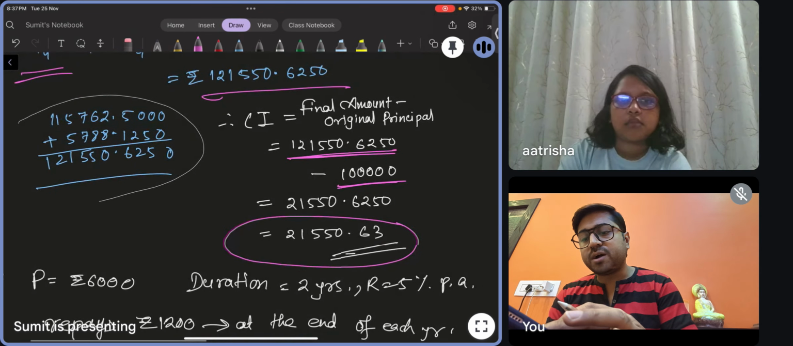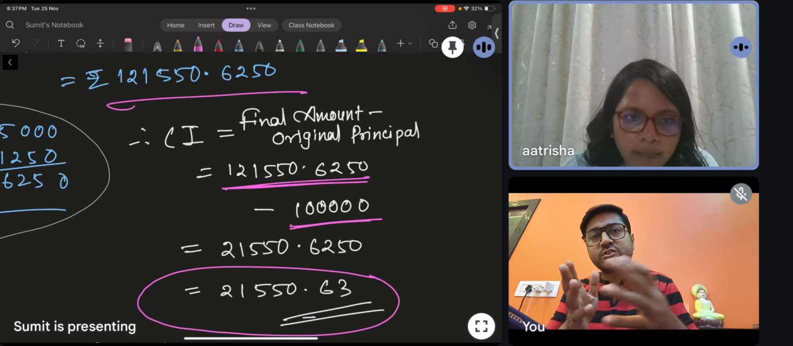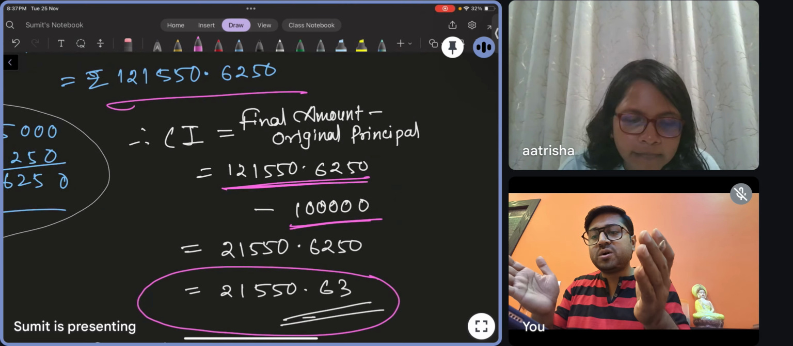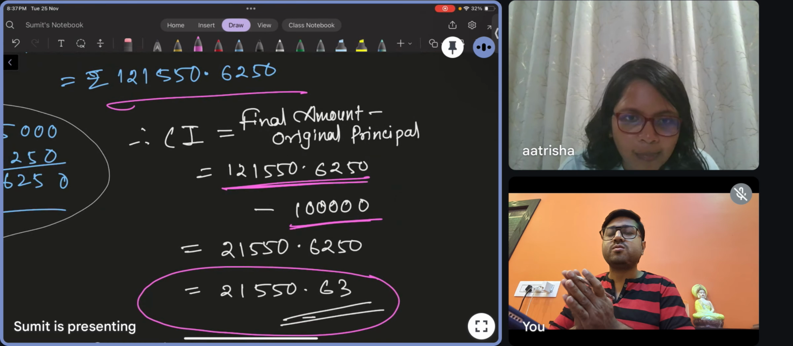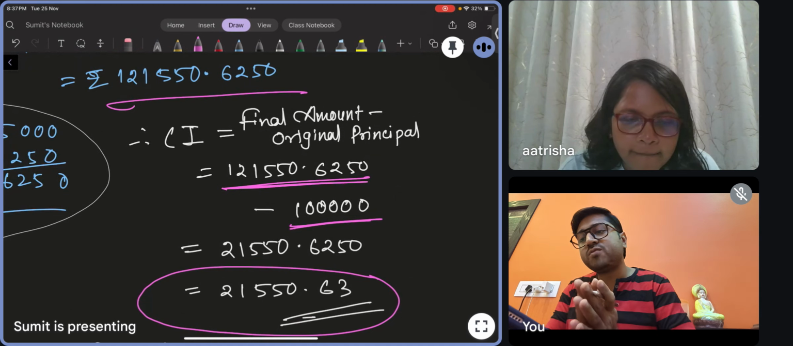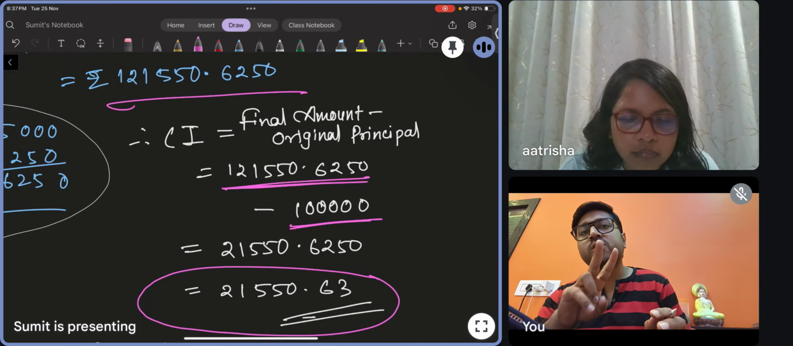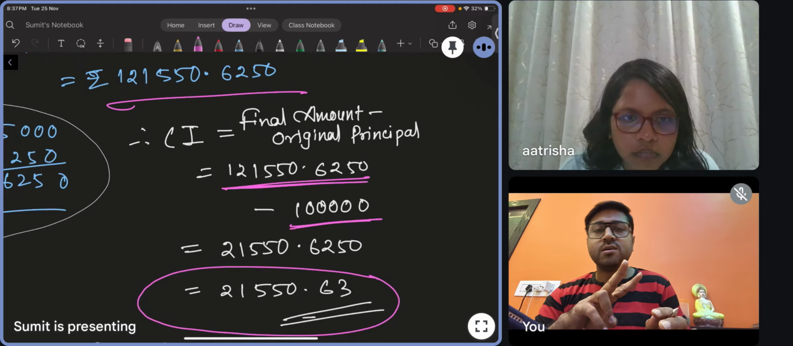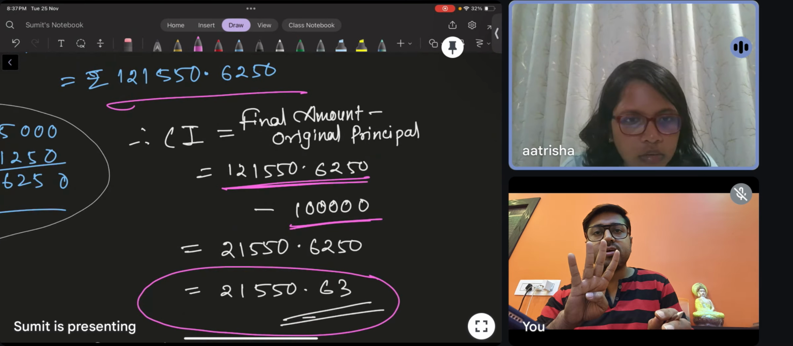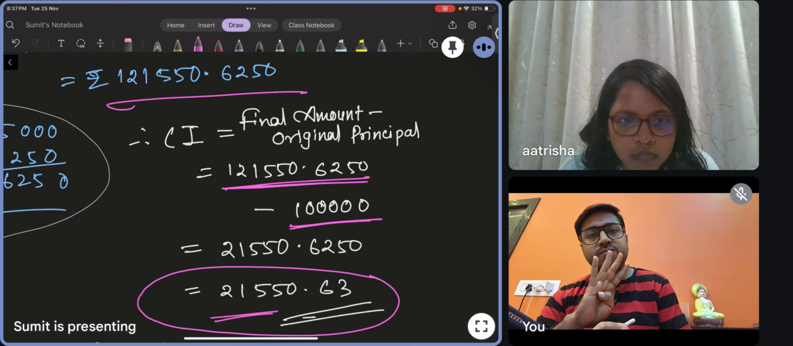So duration 2 years. Duration was 2 years, but when the time also gets halved like that, তুমি ভালো করে ভাবো how many times you have calculated. 2 years duration আছে, but তুমি কতবার ক্যালকুলেট করেছো এখানে compound interest? 4 times. You have got 21550, correct?